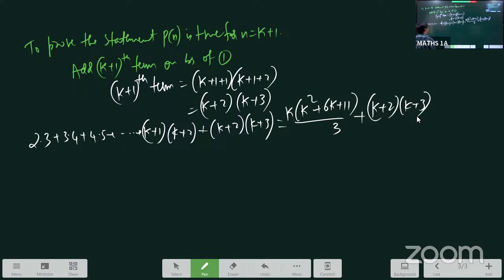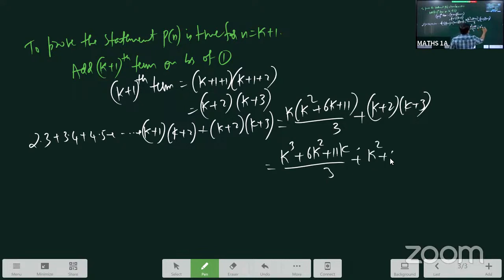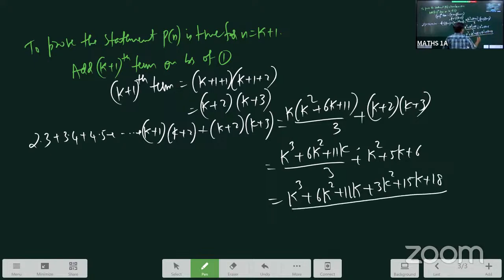Okay. Now start simplifying your LHS part. We are going to simplify this part. First, k cube plus 6k square plus 11k by 3, plus k square plus 5k plus 6. Now k cube plus 6k square plus 11k plus 3k square, 3 fives are 15k, 3 sixes are 18. It's by 3.